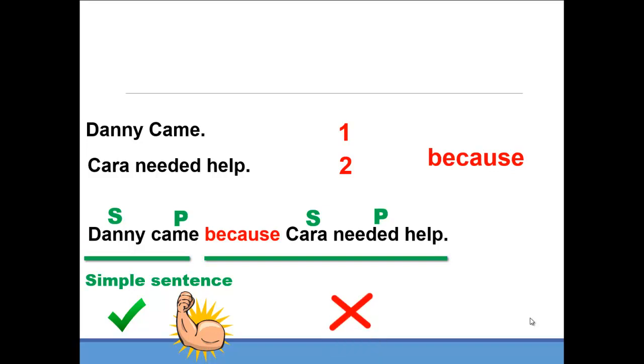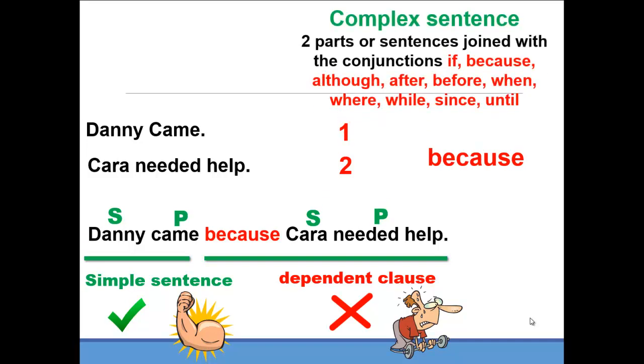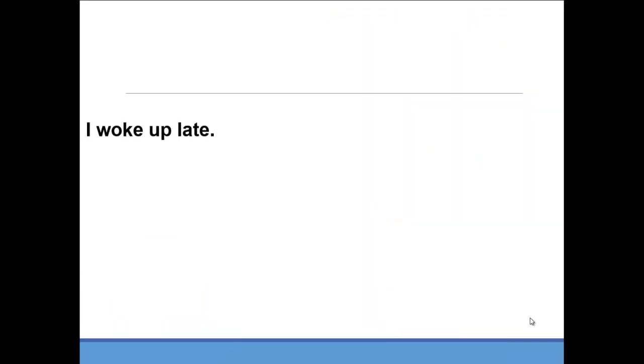So what do we call this part? We call it a dependent clause. Why is it called a dependent clause? Because it needs the other part of the sentence to give meaning. The two parts joined together, the simple sentence and the dependent clause, will make up a complex sentence. What is a complex sentence? Two parts or two sentences joined together with the conjunctions if, because, although, after, before, when, where, while, since, or until. Great.